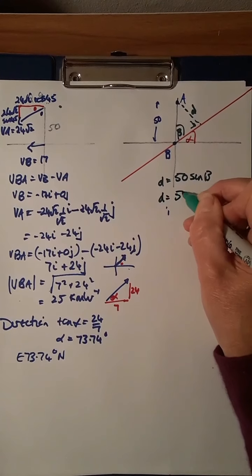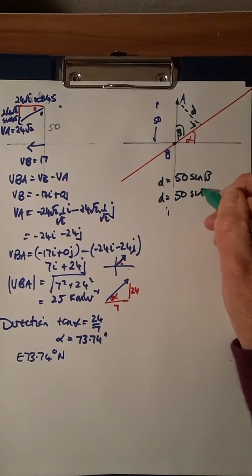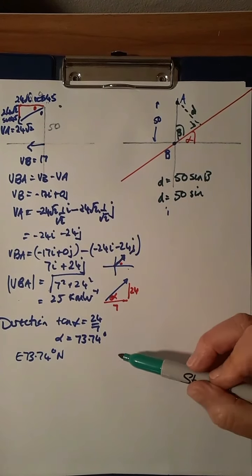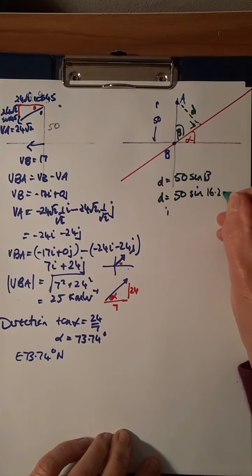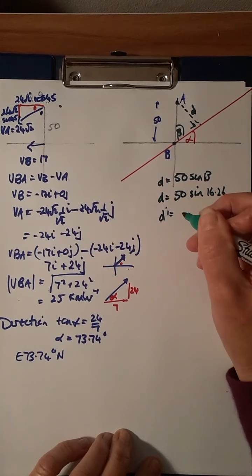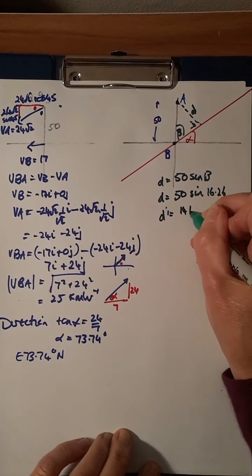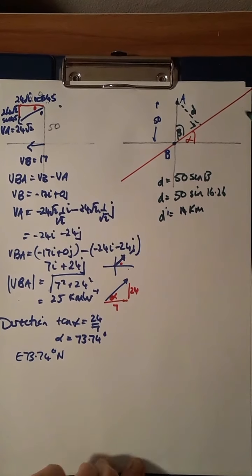And when I take that angle alpha, 73.74 from 90, I'll get 16.26, and that, when I work it out, will give me a D of 14 kilometres. Okay, so that's the closest they can be.